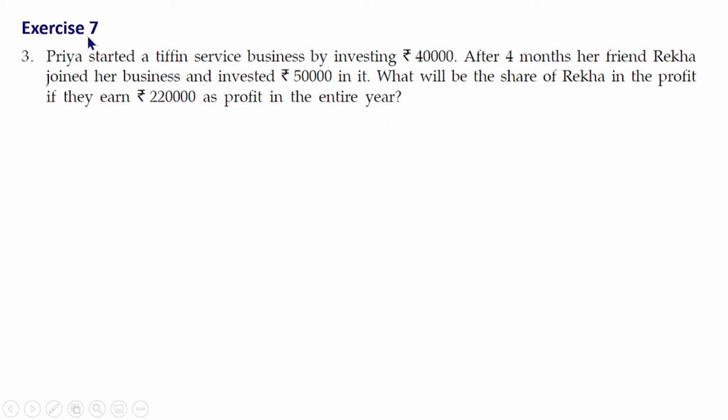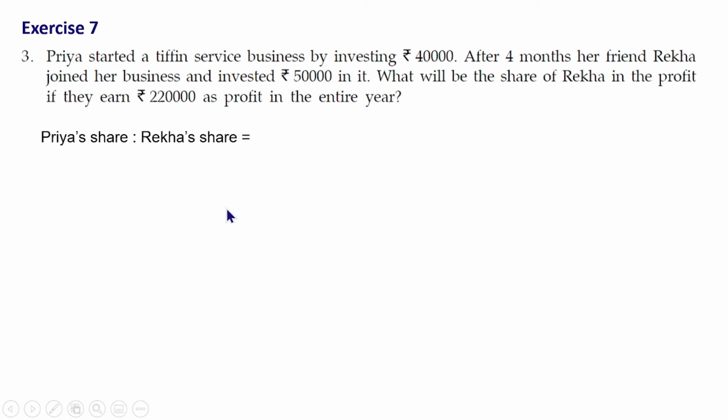So here it is given Priya started tiffin service business by investing rupees 40,000, and after 4 months Rekha joined by investing rupees 50,000. So when Priya has invested for the entire 12 months, Rekha has invested only for 8 months because she joined after 4 months. We need to find the share of Rekha if they earn total profit of 2,20,000 in the entire year.